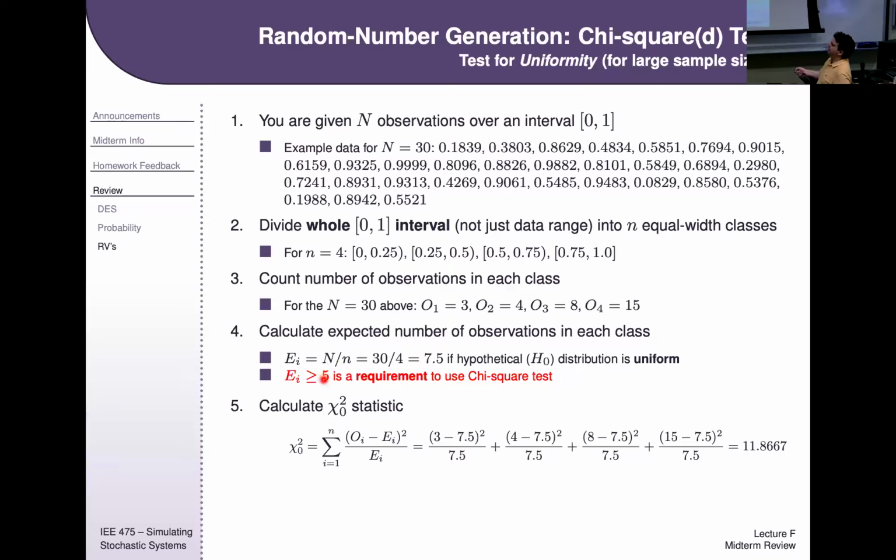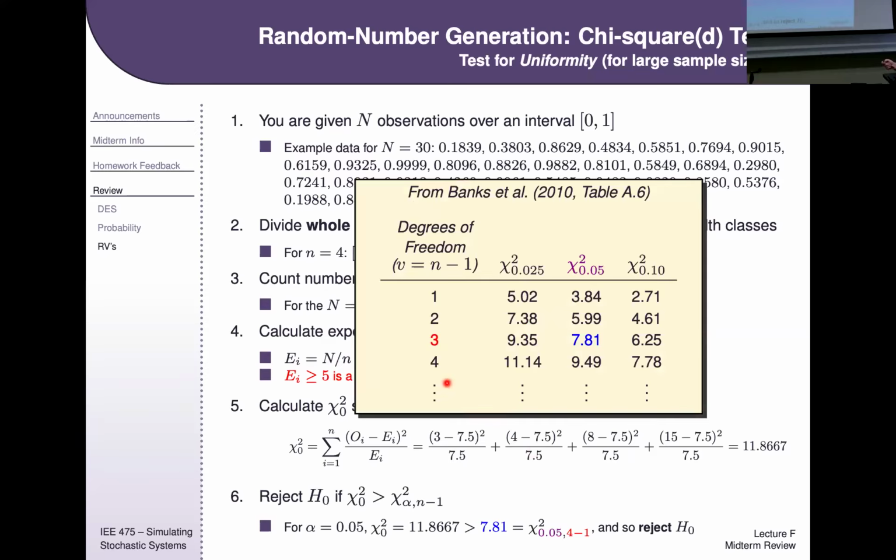Knowing that the number of expected counts in each bin needs to be 5 or more to apply the chi-squared is an important thing to know. That's the expected counts, not the actual counts. The actual counts can be less than 5. You can still apply the chi-squared, but the expected counts has to be greater than or equal to 5. Calculate the chi-squared, look it up in a table, already talked about it. Degrees of freedom, that's an easy one to mix up. If I give you 4 bins, that's 3 degrees of freedom.